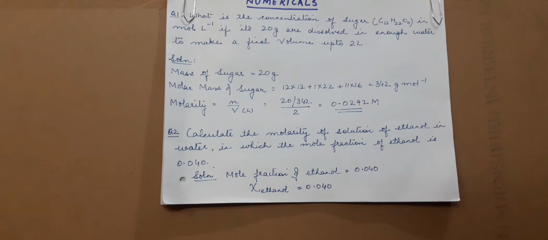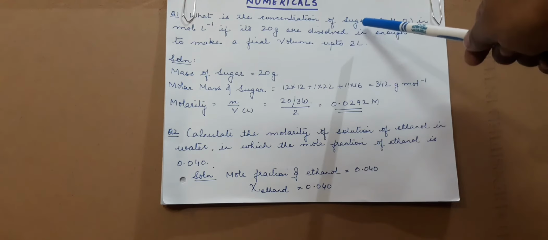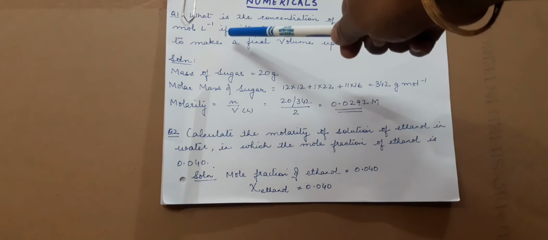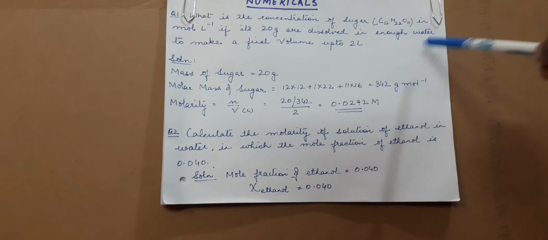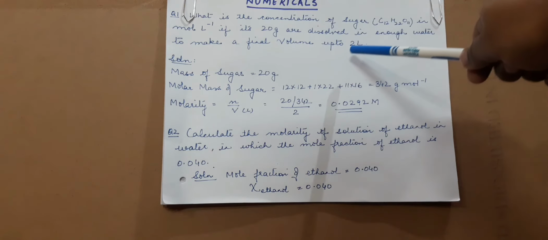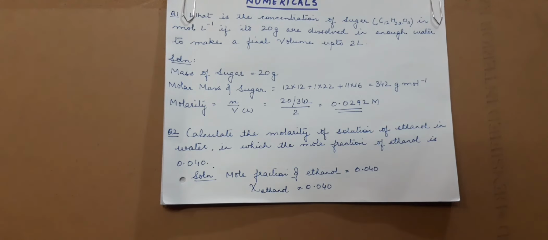We'll see how to solve these questions. The first numerical: what is the concentration of sugar in moles per liter if its 20 grams are dissolved in enough water to make a final volume up to 2 liters? Once again, what is the concentration of sugar? The formula for sugar is C12H22O11, in moles per liter, if its 20 grams are dissolved in enough water to make a final volume up to 2 liters.